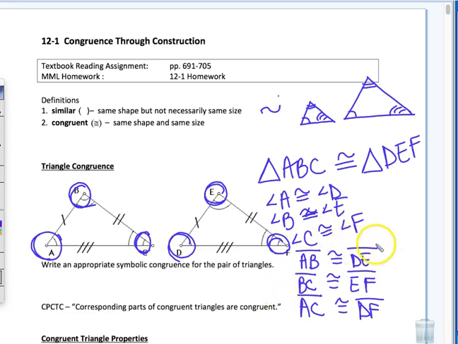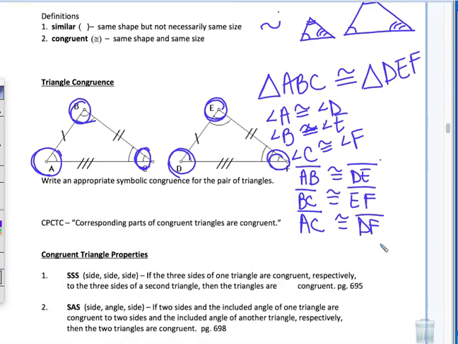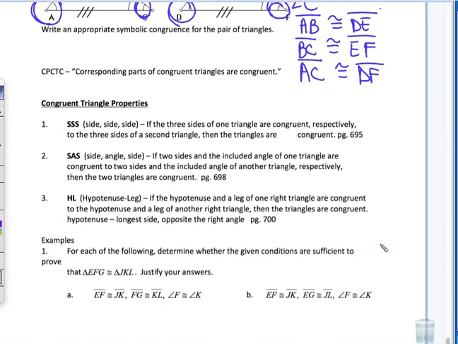Now we have some theorems to go along with that. And those theorems actually save us a lot of work. Mathematicians have figured out, number one, if all three sides of the triangles are congruent, then you can prove that the two triangles are congruent. You don't have to know anything about the angles. There's actually 6 corresponding parts, the 3 sides and the 3 angles. If you know the 3 sides are congruent, by that theorem you can assume that the 3 angles are congruent and prove that the 2 triangles are congruent without having any markings on the angles.